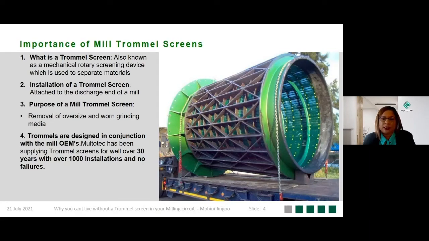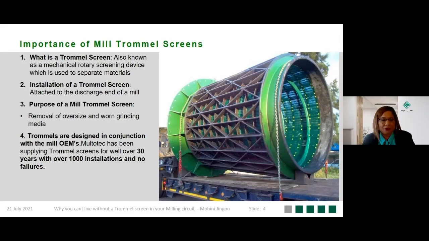Now, the mill trommel is installed and attached to the discharge end of the mill. The purpose of trommel screens, be they SAG mill or ball mill trommels, is really as guard screens. They stop and prevent the oversize going through to the sump pumps and the cyclones, and they also protect them from damage. This is generally their main function.